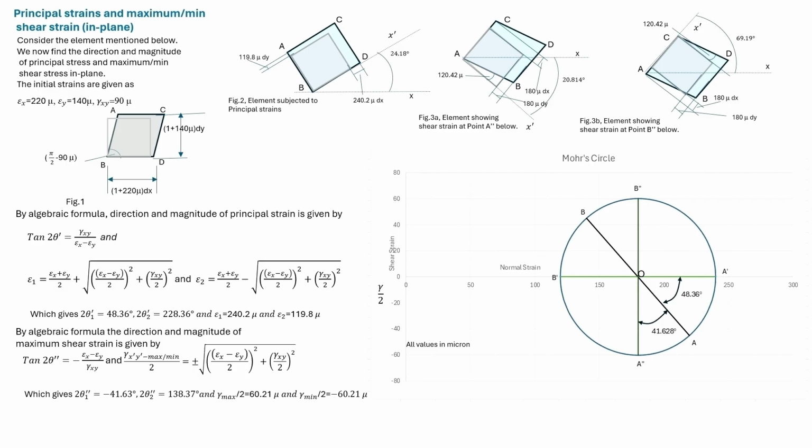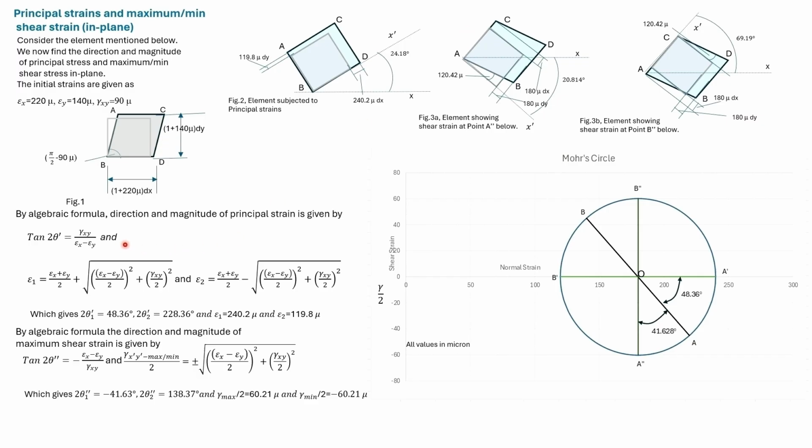Here we discuss an example involving the direction and magnitude of the principal strains, and the direction and magnitude of the maximum and minimum in-plane shear strain. We consider the element with these strains. So there's an increase in dx and dy direction, and there's a decrease in angle from the original right angle.